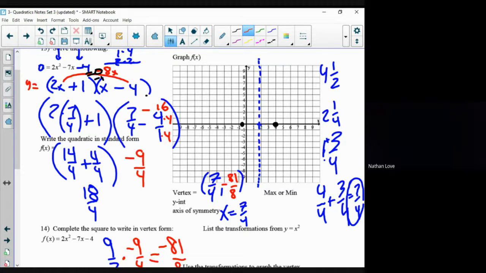8 goes into that almost 10 times, so it's going to be somewhere down here. Just make sure you label it. Go ahead and draw your parentheses. What's this point? 0, -4. All right, so I'm going to count that as 0, -4, even though it's not on my grid. I didn't scale it properly there. That's fine, as long as I label it, I'm good.